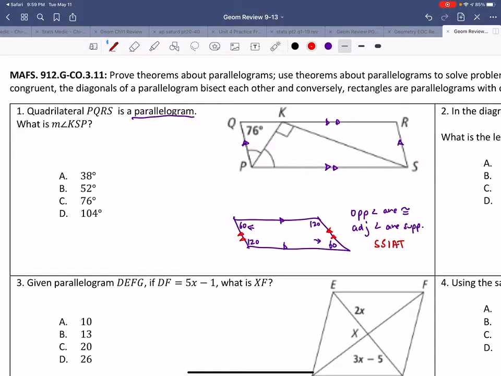Well, let's see. What is KSP? KSP. So what is this angle? We'll put an X there. Well, we don't know what this is. Or do we? In a weird way, we know that angle Q and angle P have to add up to 180, right? Because they're same side interior angles. So those add up to 180, so 76. And I'll call this y and y. So 76 plus 2y is equal to 180.